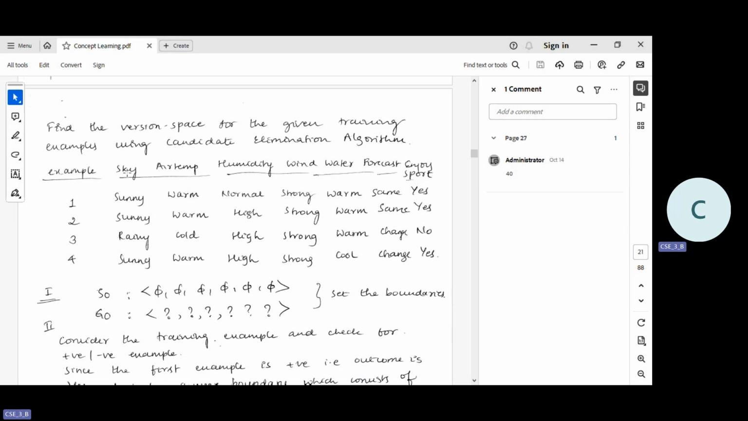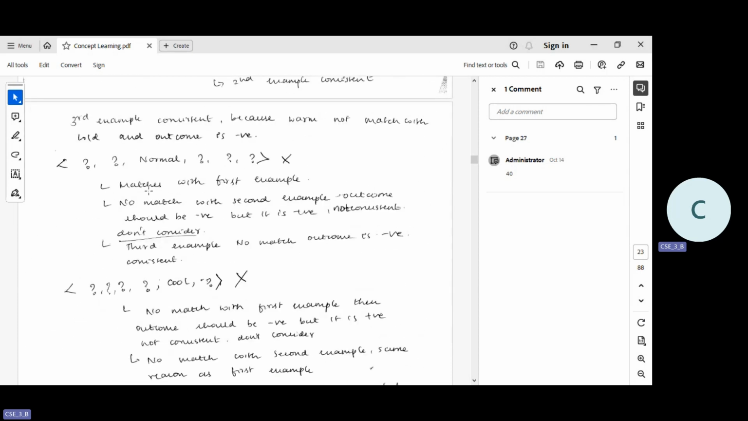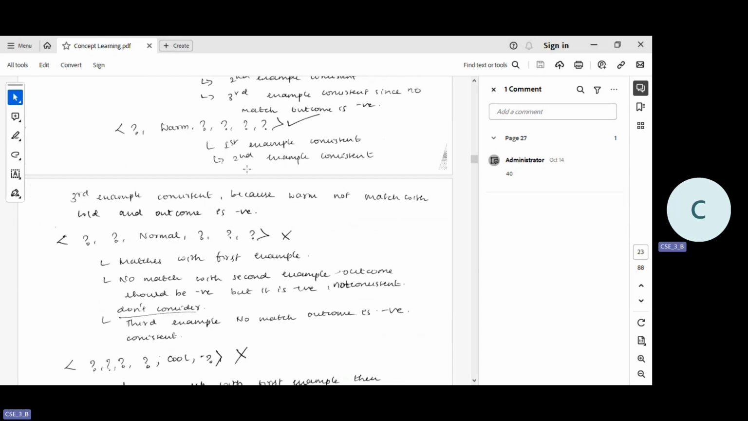So it is consistent with all the 3 training examples, that is 1, 2, and then 3. So the second hypothesis is also consistent. We can see the first example, second example, it is consistent, and there is no match, and the outcome is no.